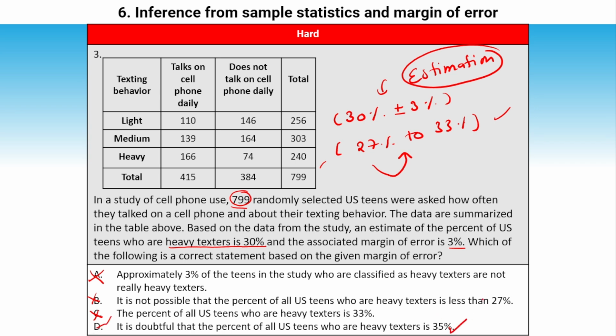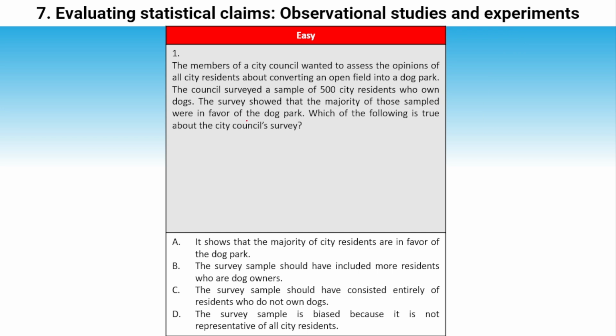Okay, so let's go to the next one. Evaluating statistical claims: observational studies and experiments. Let's see. A member of the city council wanted to assess the opinion of all city residents about converting an open field into a dog park. The council surveyed a sample of 500 city residents who own dogs. Only dog owners? Why? The survey showed that the majority of those sampled were in favor of the dog park.